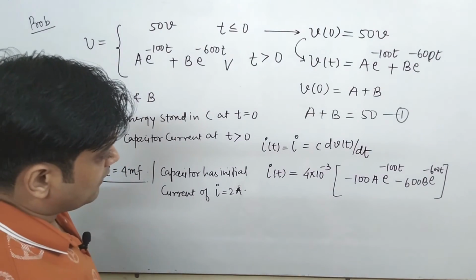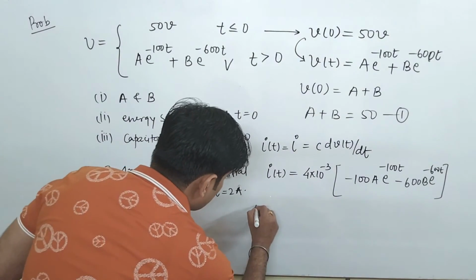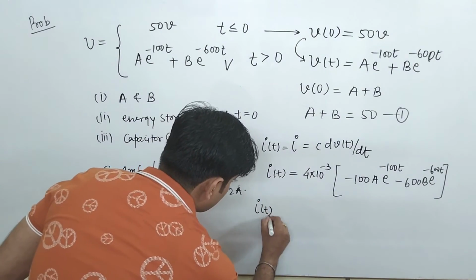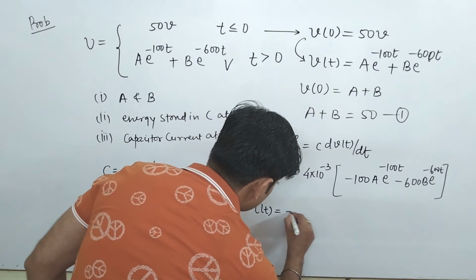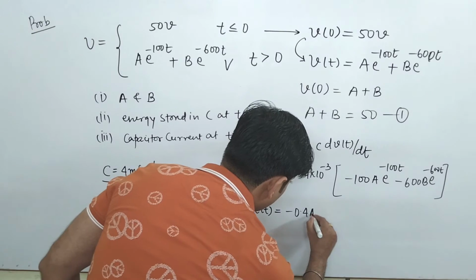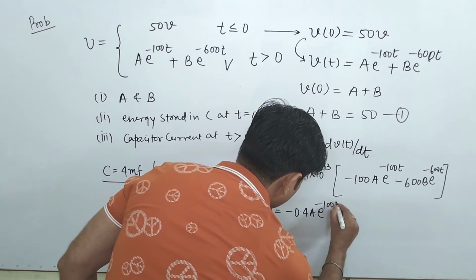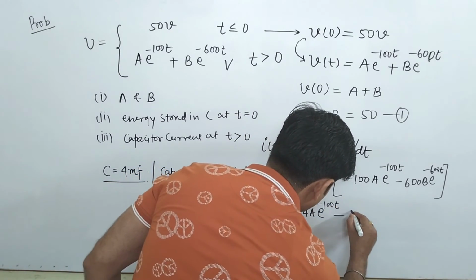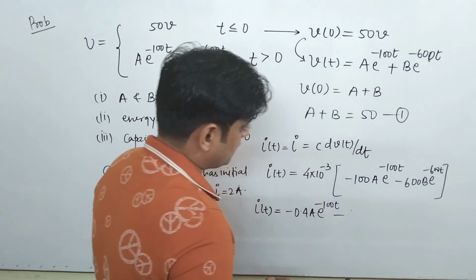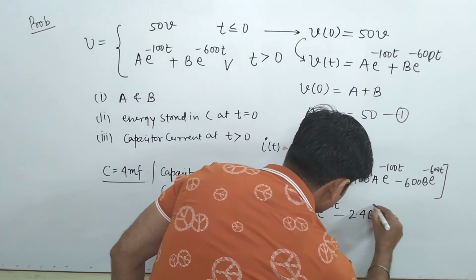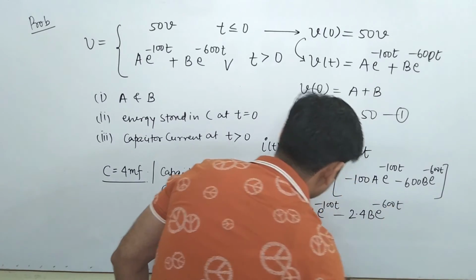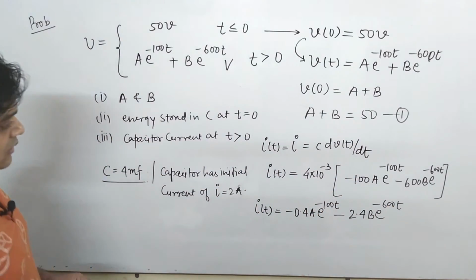Okay, now if you put the value of IT and just multiply it and find out, that comes to be minus 0.4a e to the power minus 100t and minus 2.4b e to the power minus 600t. This is your equation IT.